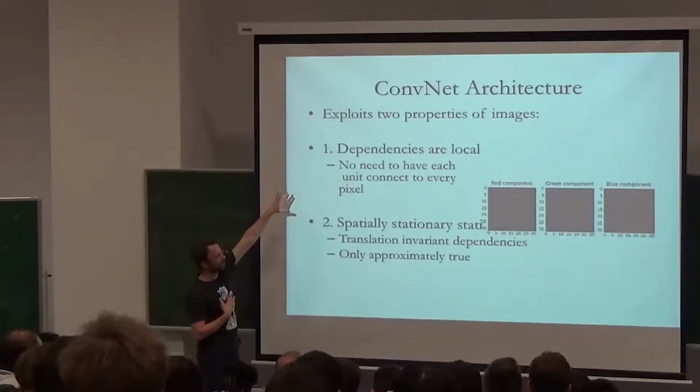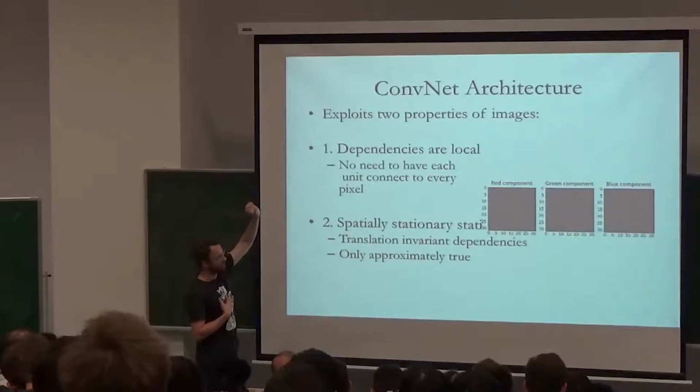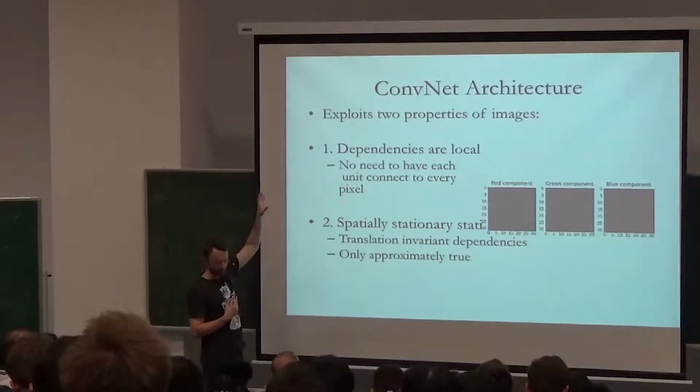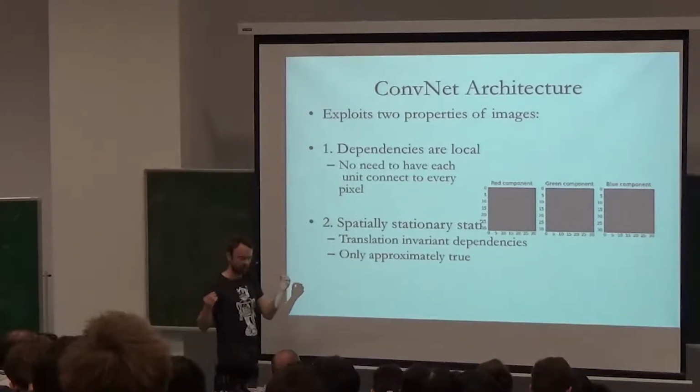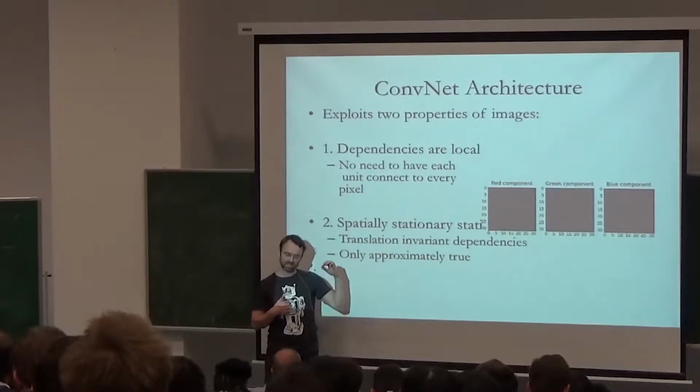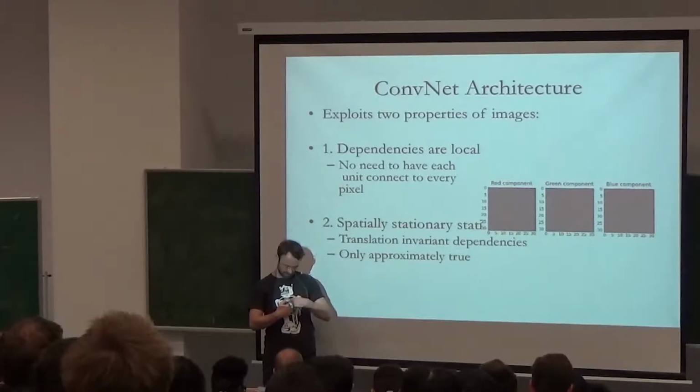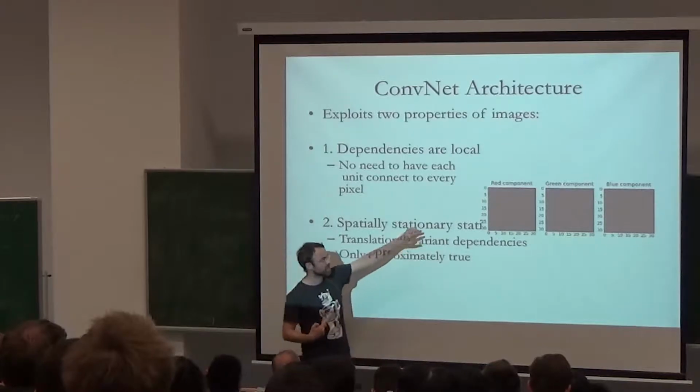The ConvNet really is doing two things. First of all, it's really exploiting the fact that you have local dependencies. What that means is that if you have a pixel in the center of the image, it's only really dependent on some neighboring pixels. And this is just some visualization of that.